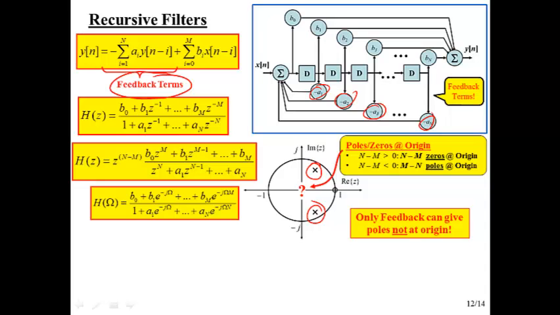And then we also have this issue of poles or zeros at the origin, depending upon this term out here, whether n and m are equal or n and m differ from each other. Depending on which one is bigger will tell us whether we have poles at the origin or zeros at the origin. But a key thing about recursive filters is they can be unstable, and they are the only way to get poles that are not at the origin.